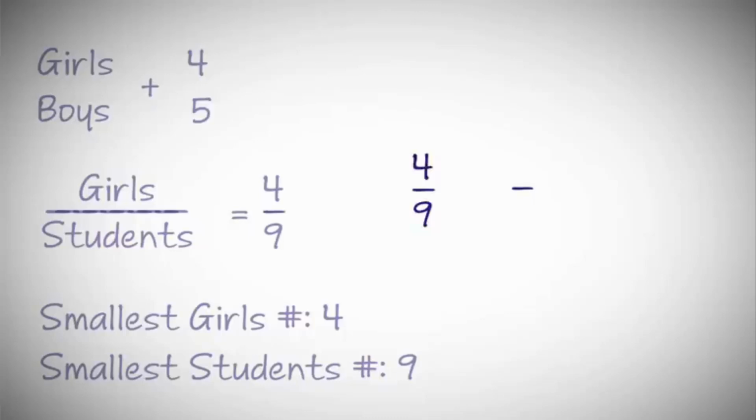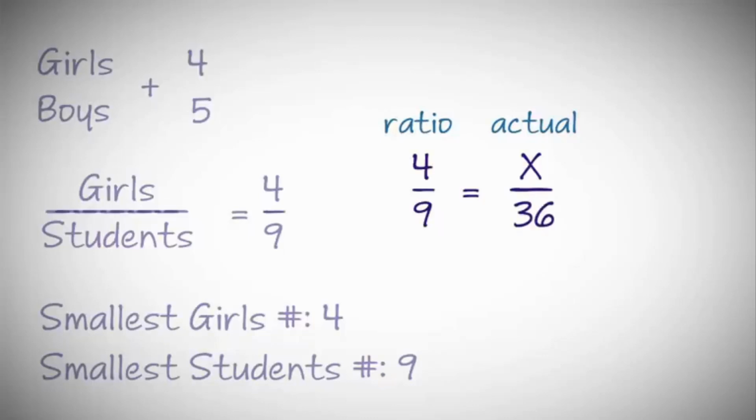It's 4 to 9. Now we need to apply the ratio formula, or set it equal to the relationship between the actual numbers. We don't know the actual number of girls. That's going to be X. We do know the total number of students, which in this case is 36. Now all we need to do is solve our equation for X.